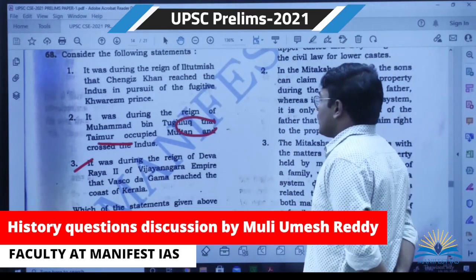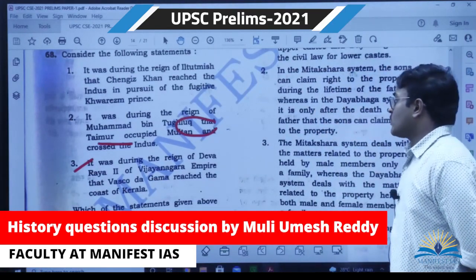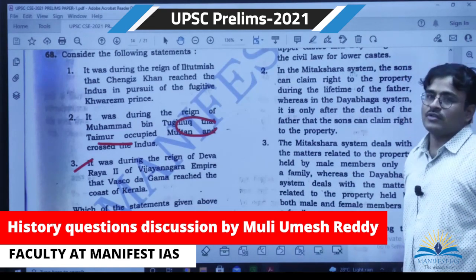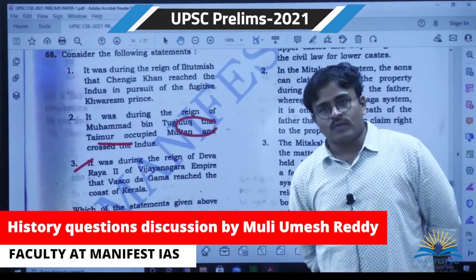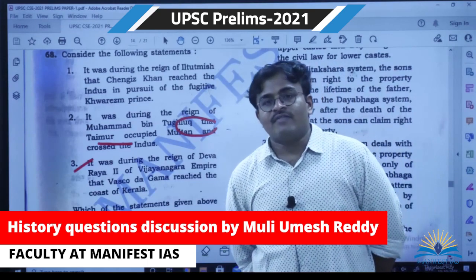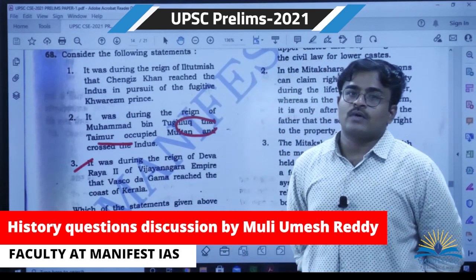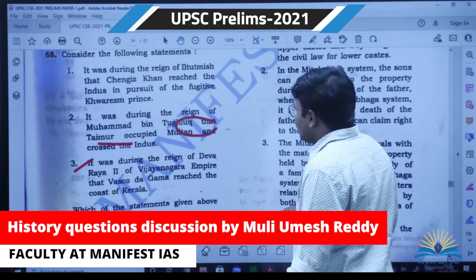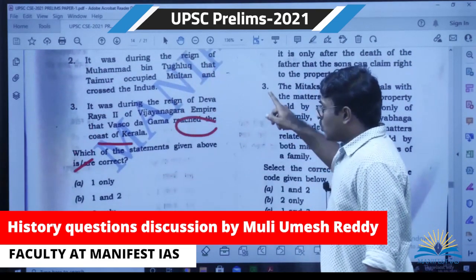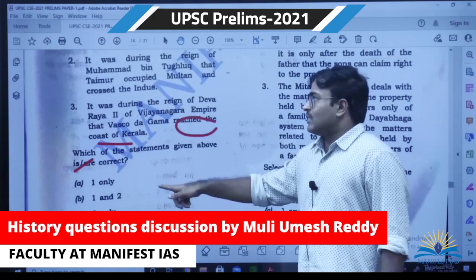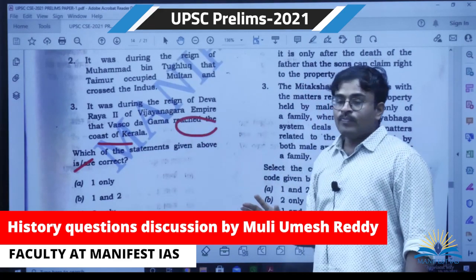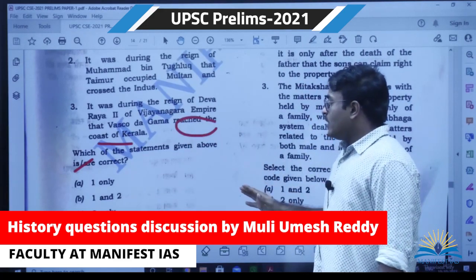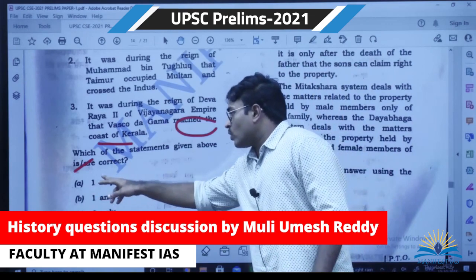It was during the reign of Devaraya II of the Vijayanagara Empire that Vasco da Gama reached the coast of Kerala. This is also wrong, because Devaraya II was present somewhere 50 years earlier than the visit of Vasco da Gama in 1498. So the answer for this question is 1 only. If you know just that 2 is wrong, then you will be able to arrive at the answer. The third statement is immaterial for you, because there is no option of 1 and 3. Naturally, 1 only is the answer.